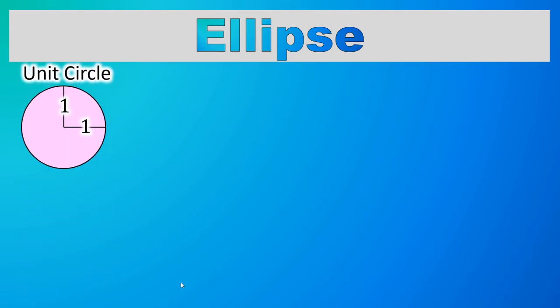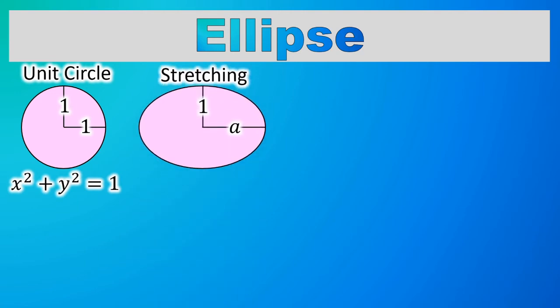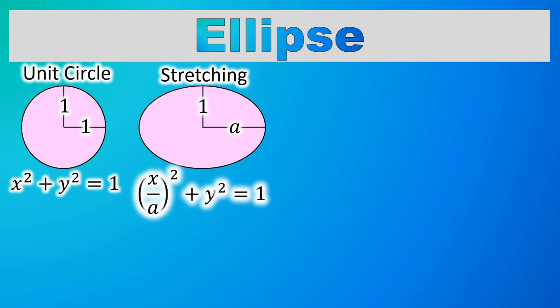Okay, so why does stretching a circle create an ellipse? So for example, let's use the unit circle. Now what is the equation of a unit circle in rectangular coordinates? It is x squared plus y squared is equal to 1. Now let's stretch it horizontally. So we would get (x over a) squared plus y squared is equal to 1. And simplifying, we get x squared over a squared plus y squared is equal to 1.